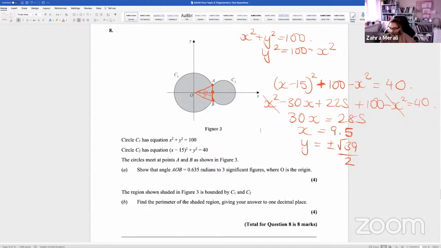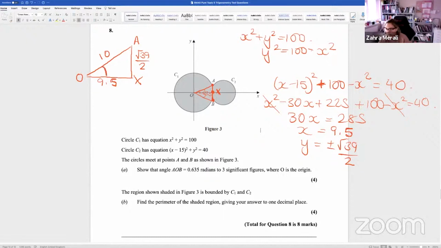Okay, so now we're going to find that angle. So if I think of this triangle, I'm just going to take half of it. So from A, O, and I'm just going to call that point X. I know that this is root 39 over 2 because I've worked out that coordinate. I also know from O to A, because it's circle 1, that's 10. So therefore, I also know that this is 9.5, because that's what I've calculated as well. So I can use any of those numbers and I can find this angle here.